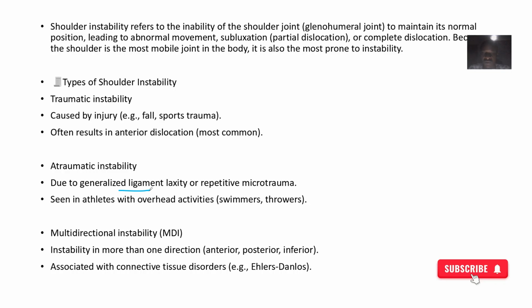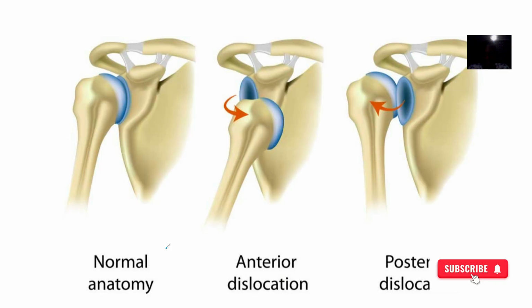Then we have the multidirectional instability. So this one is instability in more than one direction. You could have the anterior instability, posterior instability, and even instability downwards. Okay, so this is anterior instability or anterior dislocation, then also posterior dislocation.